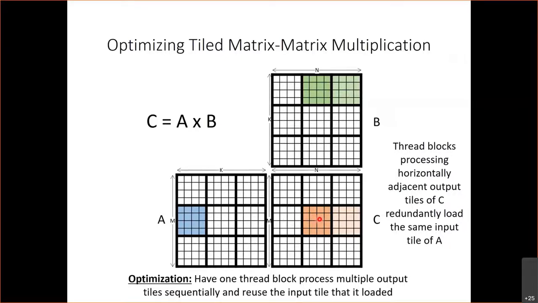Okay, so let's see how to actually implement this. What I want to do now is make one thread block responsible for multiple output tiles. In other words, I want to make one thread responsible for multiple output elements instead of just one. So I'm going to have the thread responsible for this output element also be responsible for this output element over here. Okay, so let's go to the code and write this code.